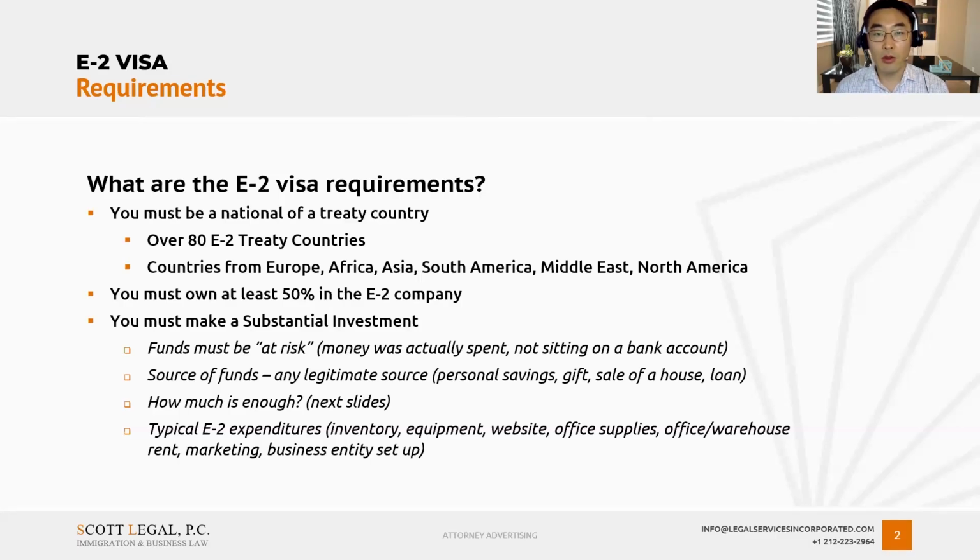Please keep in mind that you do not need to be born in the treaty country. You just need to hold a passport. So for example, let's say you're born in India, which is not a treaty country with the United States yet, but later you immigrated to Canada. And if you have a Canadian passport right now, then you are eligible for the E2 visa.